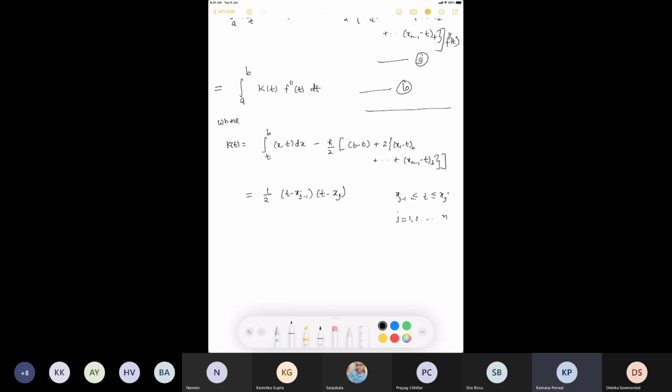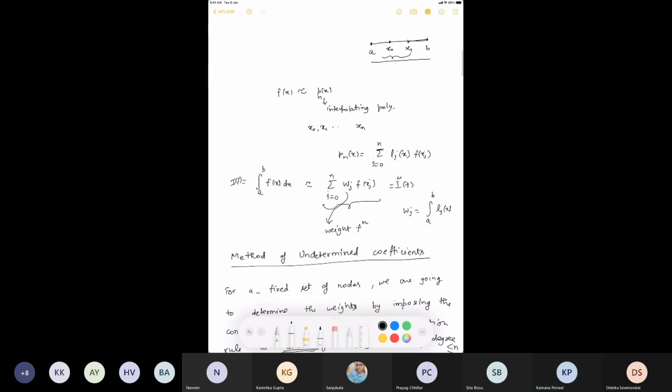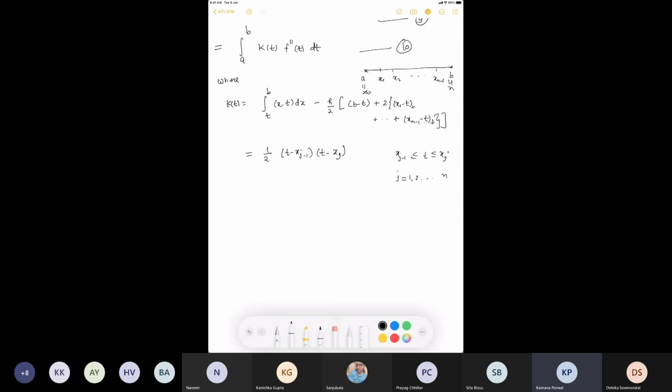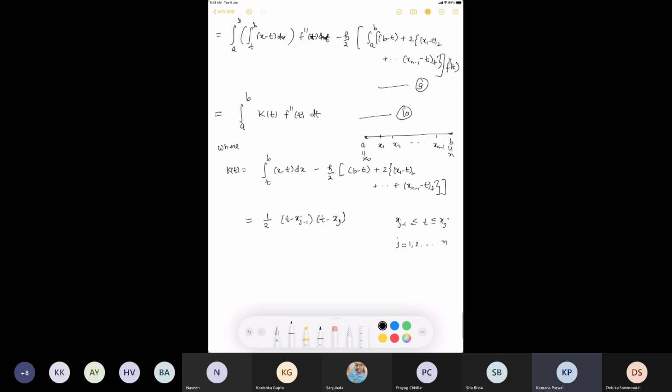Because note that if you take any point in the interval x0 to xn, which is nothing but the interval a to b, it will lie in one of the subintervals. We have a partition of this whole interval into subintervals. So you take any t in the interval ab, it will lie in one of the subintervals. My claim is that if it is lying in the subinterval x_{j-1} to x_j, then the value of Kt is nothing but this. So let's simplify this Kt to observe this.